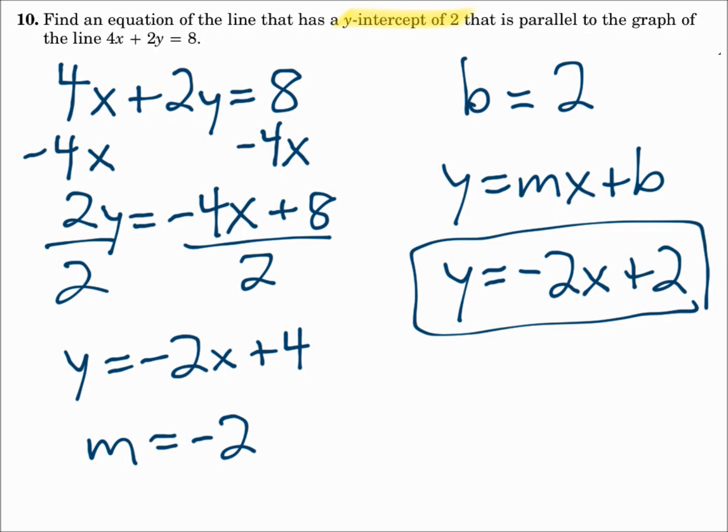Find the slope first, then find b. In this case, they gave you b, and write the final answer. Always remember, parallel lines have the same slope.